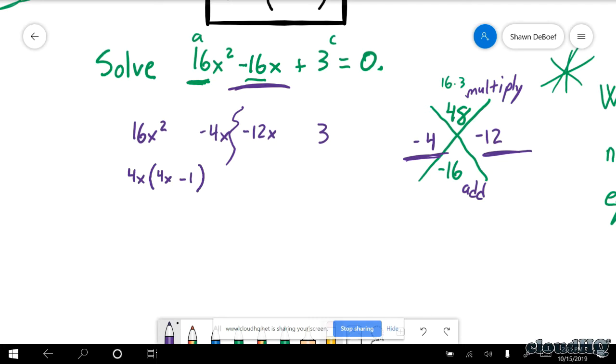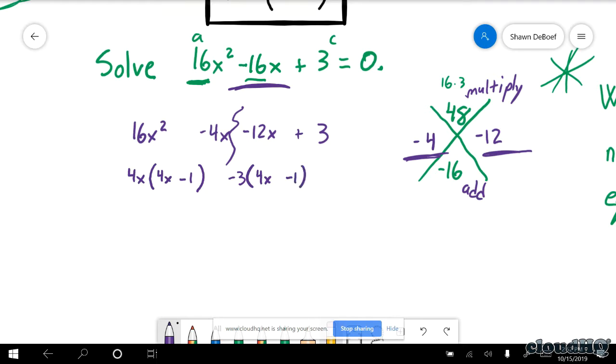Then the second group, looks like I can pull out a 3. That was a positive 3 there. But the lead coefficient is negative, so I actually want to pull out a negative 3 because I don't want that negative there. So divide out negative 3. Negative 12x divided by negative 3, positive 4x. And 3 divided by negative 3 is negative 1.